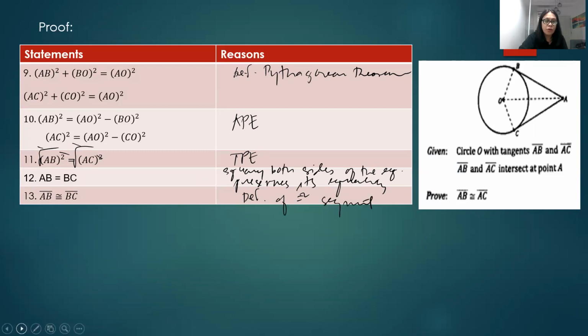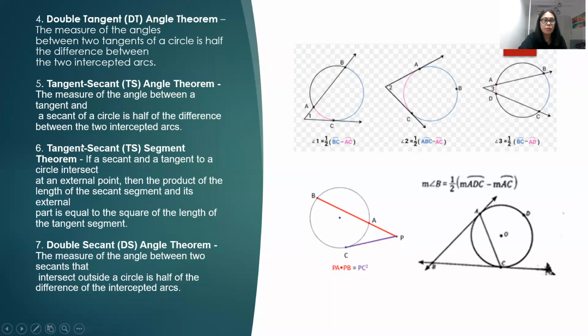Okay, more on the theorems. So we have the double tangent angle theorem, meaning an angle composed of two tangent lines. For example, this one, angle 2. It says here that the measure of the angle between two tangents of a circle is half the difference between the two intercepted arcs. So if we consider angle 2, the measure of angle 2 equals 1/2 the difference between their intercepted arcs ABC and AC.